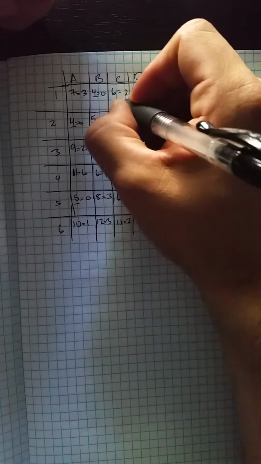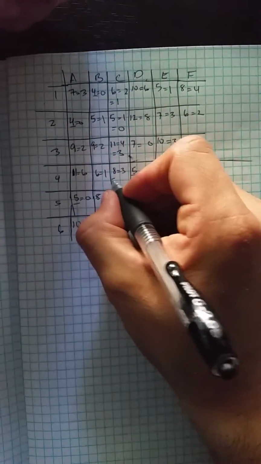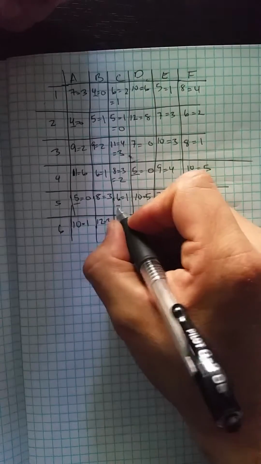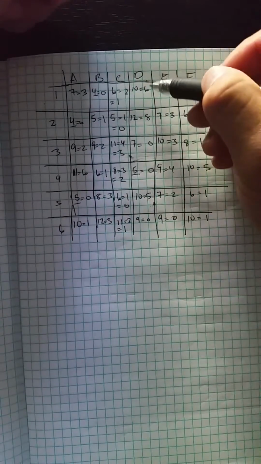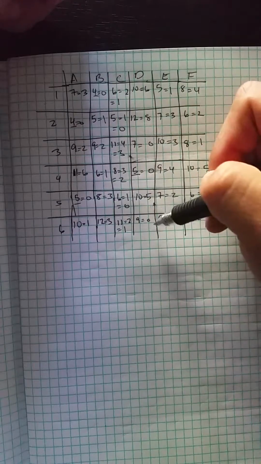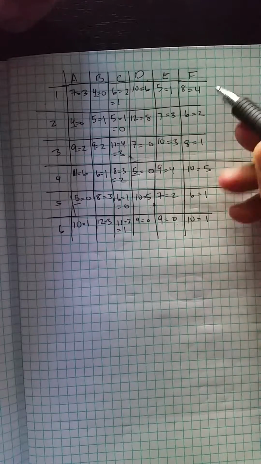So 2 minus 1 is 1. 1 minus 1 is 0. 4 minus 1 is 3. 3 minus 1 is 2. 1 minus 1, 0. 2 minus 1, 1. Okay, now we see that there are zeros here, so we'll leave it alone. And then we see that there's a 0 here, we'll leave that alone.